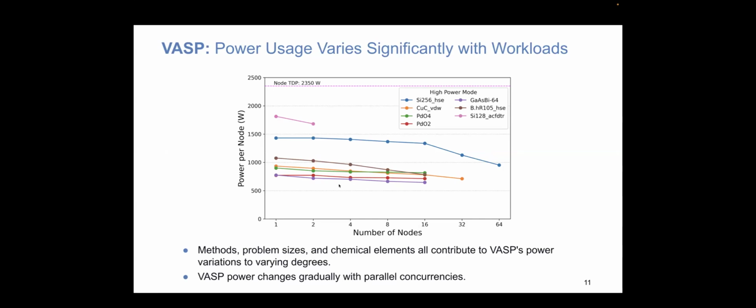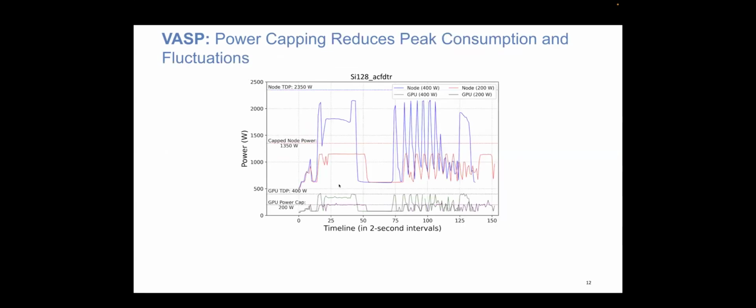And then this is the power usage change over parallel concurrency. I don't want to go through it in detail, but I want to talk about this in more detail. So this is the power capping. This is a slide that shows the power capping effect. So we can see that power capping can reduce the peak consumption and the power fluctuations.